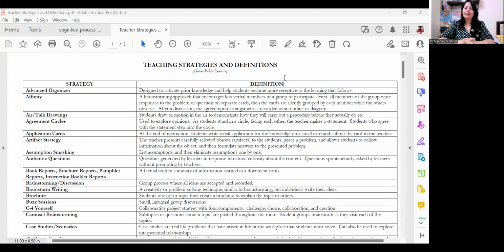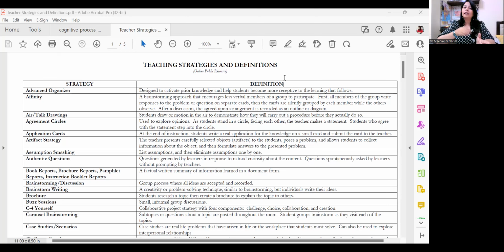So the first one is advanced organizer, designed to activate prior knowledge and help students become more receptive to the learning that follows. Right? Advanced organizer. What is the objective? PK testing, previous knowledge testing. Right? For that, you can have different kinds of organizers. As I've already shared, a number of organizers are there. You can use any one of them.